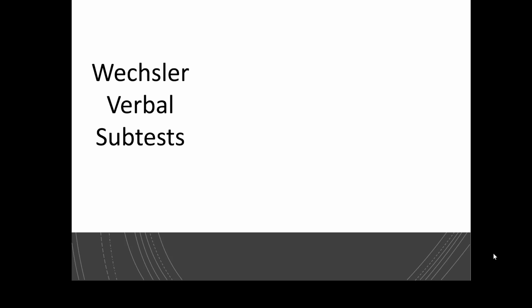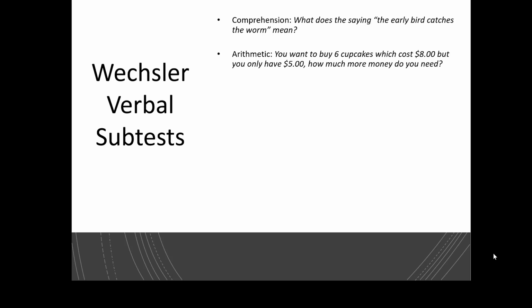This slide provides examples of the various subtests found on an adult Wechsler intelligence test. The first category one might see is information, where you might see any question based on general information, like who wrote the Iliad. Comprehension would be a test that looks at your ability to comprehend what something is saying. What does the saying, "the early bird catches the worm," mean?